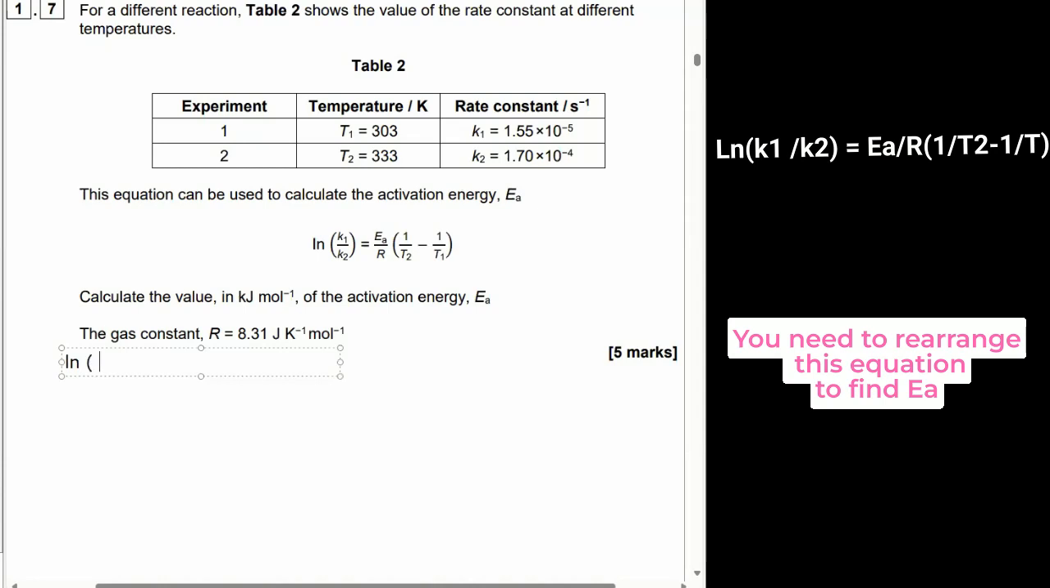So what I'm going to do is first of all simplify by carrying out ln K1 divided by K2. So I want to do 1.55 times 10 to the minus 5, which is K1 in our data table, and divide it by 1.7 times 10 to the minus 14.